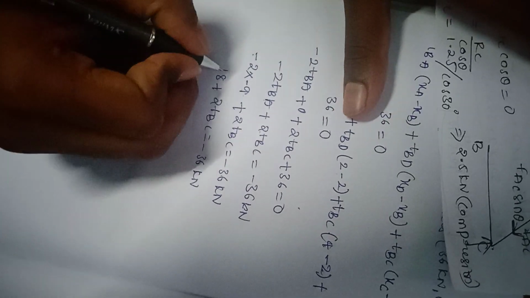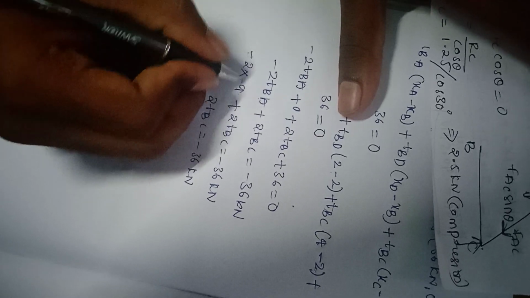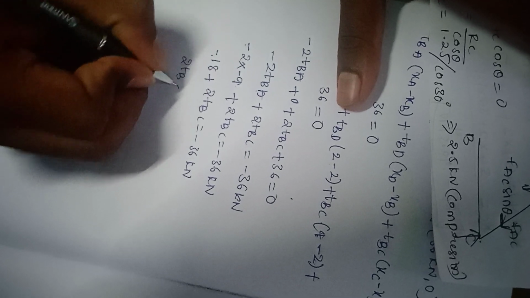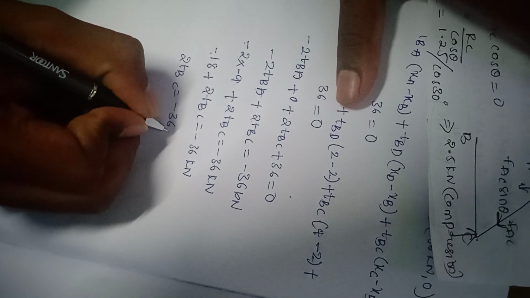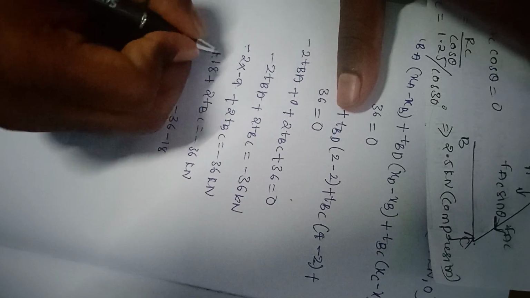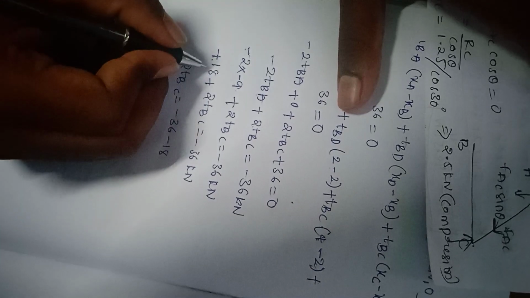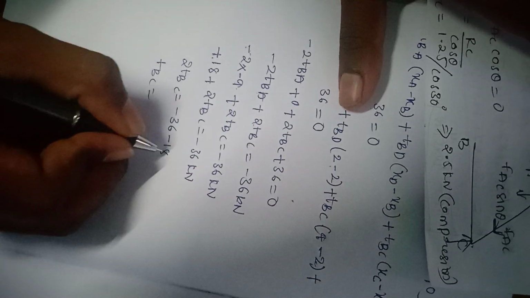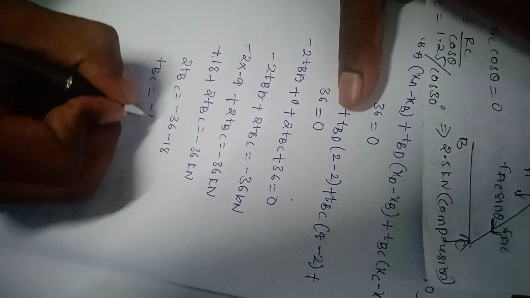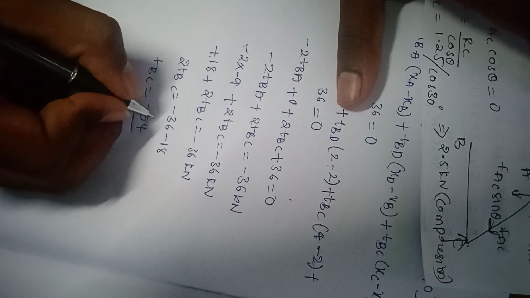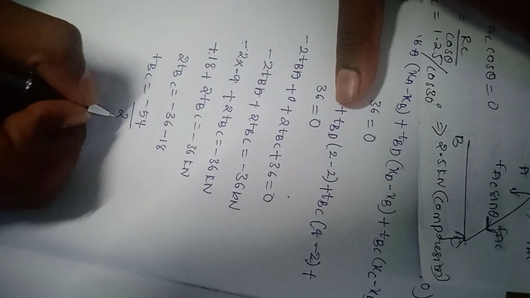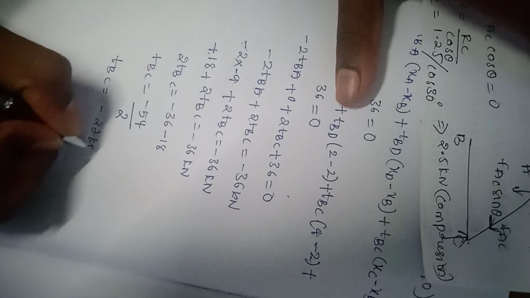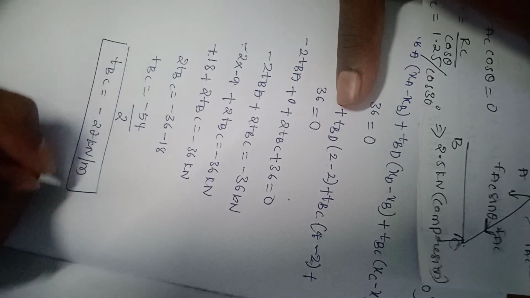Minus into minus is plus, so minus 2 into minus 9 is 18 kilonewtons. Therefore 2 TBC equals minus 36 minus 18. Send this 18 to the right side, then it becomes negative. Therefore TBC equals minus 36 minus 18, which is minus 54. Send this 2 to the right side, then it becomes divided. TBC equals minus 27 kilonewton per meter. We got the tension in member BC also.